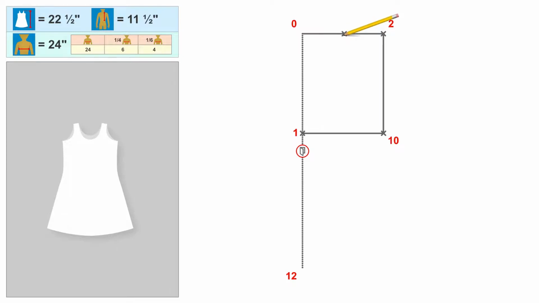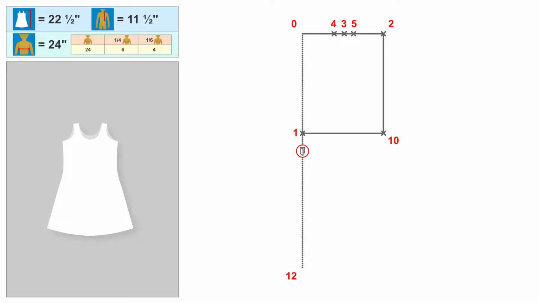Measure and mark the midpoint of 0, 2. This is point 3. Measure 1 inch to the left of point 3 and make a mark. This is point 4. Again, measure 1 inch to the right of point 3 and make a mark. This is point 5.